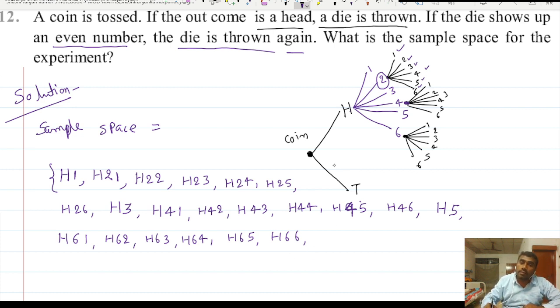Now see what happens if the coin shows tail: nothing to do. We have to do the experiment only in the case when we are getting the head. So this is the case here, and this is the whole sample space of this question.